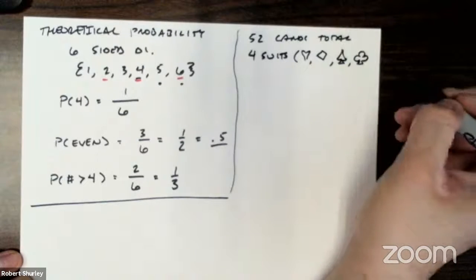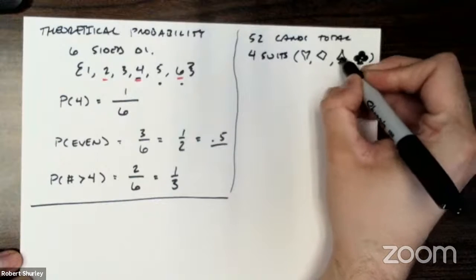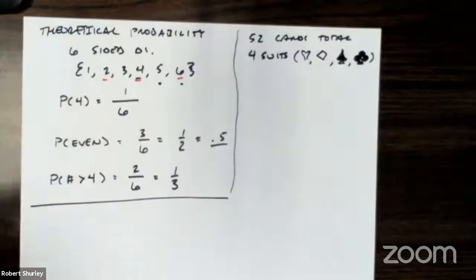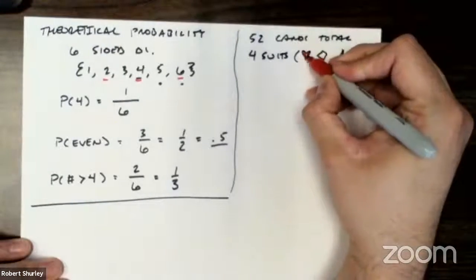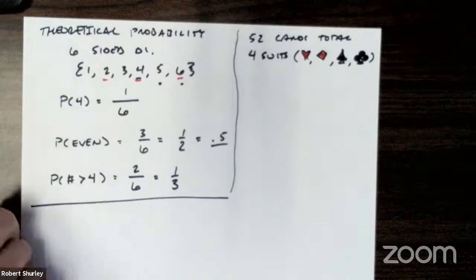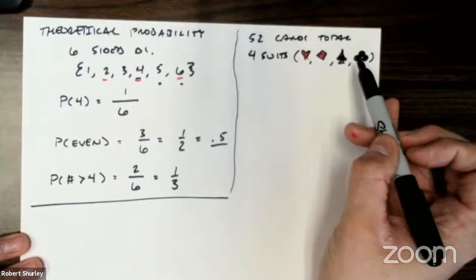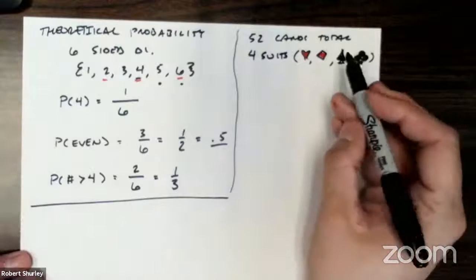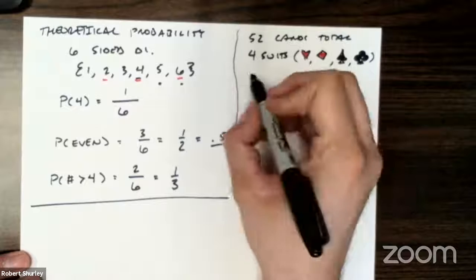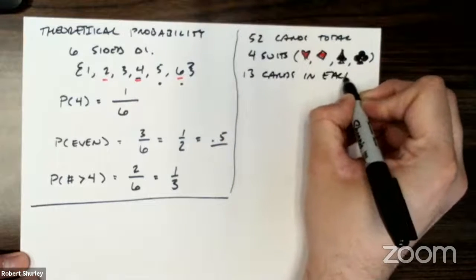I can't remember if it's 3 or 4. It's 3. Okay, that's fine. We've got 4 suits. Hearts, diamonds, spades, and clubs. And also, look, hearts and diamonds are red. Spades and clubs are black. Okay, so then how many are in each suit? Well, there's 13 cards because 13 times 4 is 52. So 13 cards in each suit.